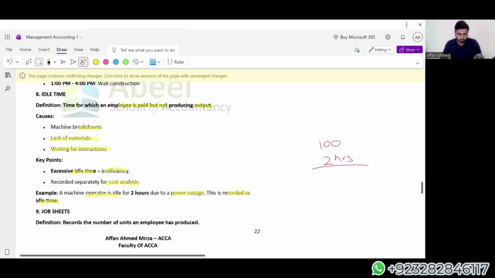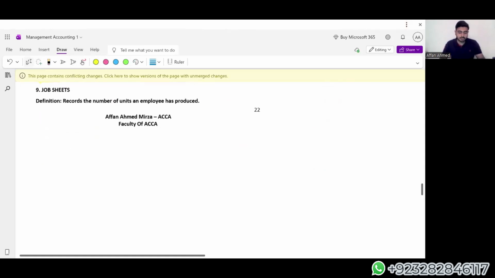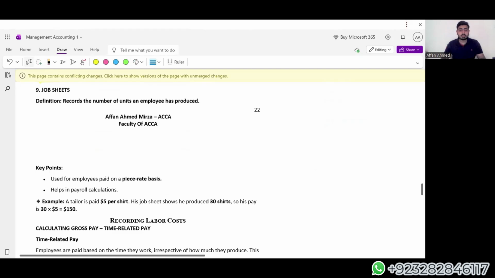Now, job sheets. What is a job sheet? A job sheet is basically a sheet that identifies all the costs incurred on a job to be completed. It records the number of units the employees have produced. Key points: used for employees paid on a piece rate basis, and helps in payroll calculations. So basically, if I am a tailor paid $5 per shirt, his job sheet should show 30 shirts made in his day and show he should be paid $150 for the day.